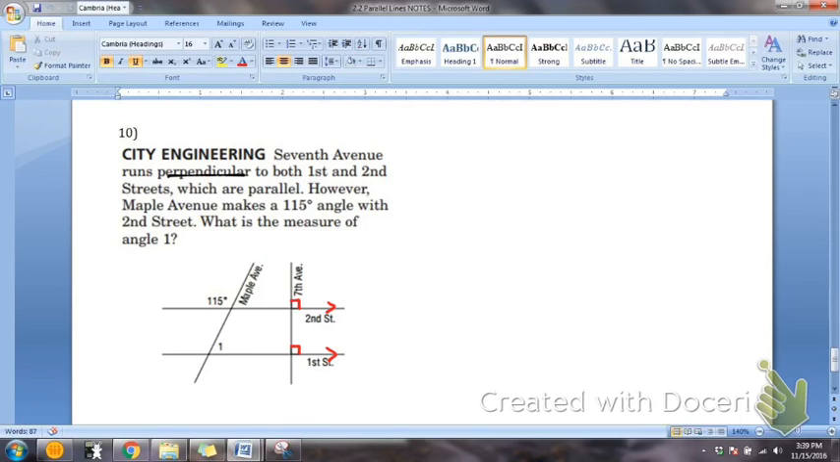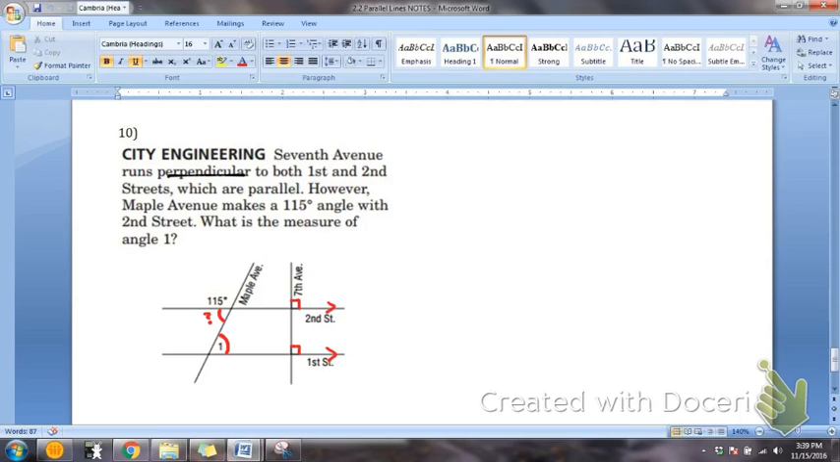Well, if these two lines are parallel, 1st and 2nd Street, then I need to know the relationship between this angle and this angle. There is no relationship. These are not corresponding because even though one's inside and one's outside, they're not on the same side of the transversal. So there is no relationship between these two angles, which means I have to find a different way around. Would you agree that this angle here and this angle here, angle 1, are alternate interior angles? And if I know this angle, I'm going to know that whatever that angle is is the same as angle 1.